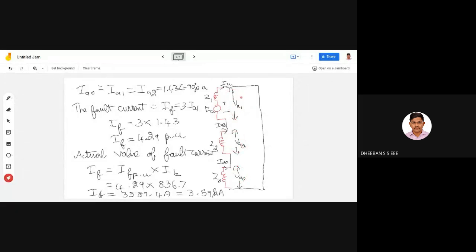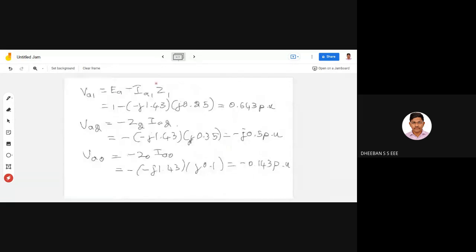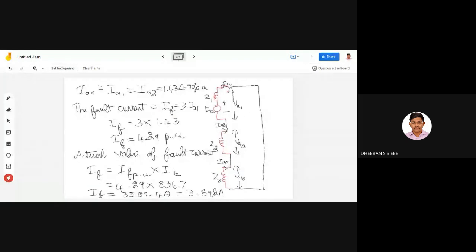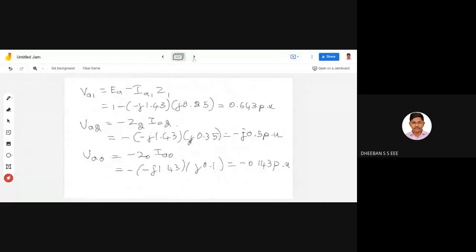Okay, so as per that, your VA1 will be equal to, if you're putting KVL around over here, EA minus IA1 into Z1, since the current is flowing outward. And for VA2, the negative sequence, it will be minus Z2 IA2. And then for the zero sequence, it will be minus Z0 IA0. Okay. So after that, we know all the values. EA is a flat voltage profile, so it is 1. So IA1 you have to substitute, and then Z1 you have to substitute. So you'll be getting a value somewhere around 0.643.